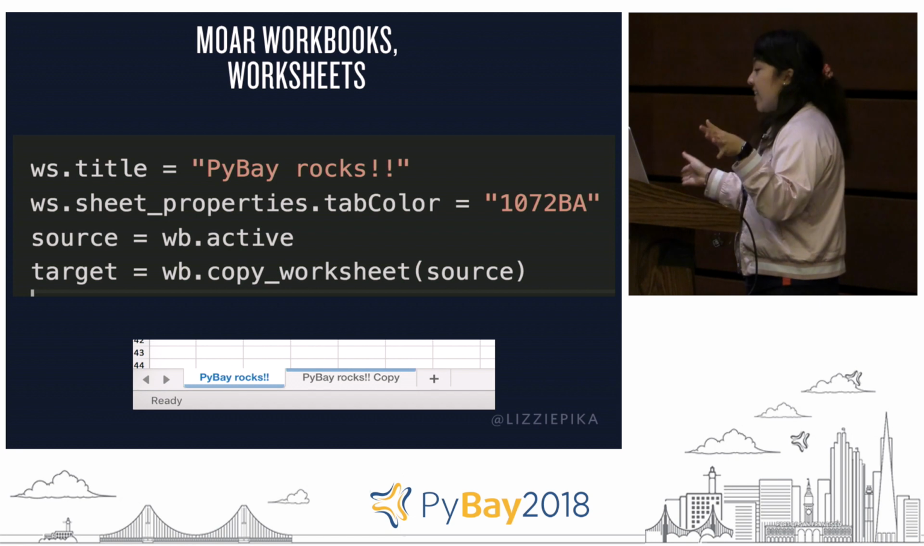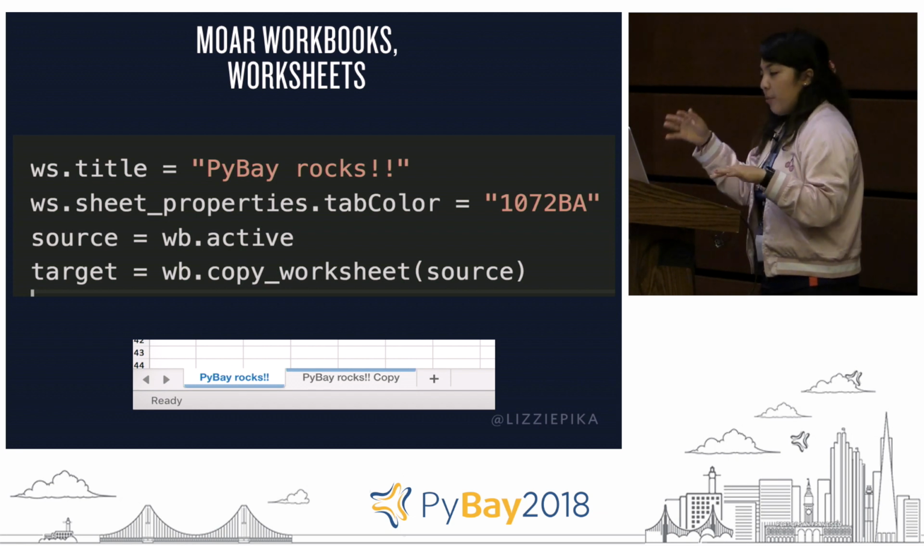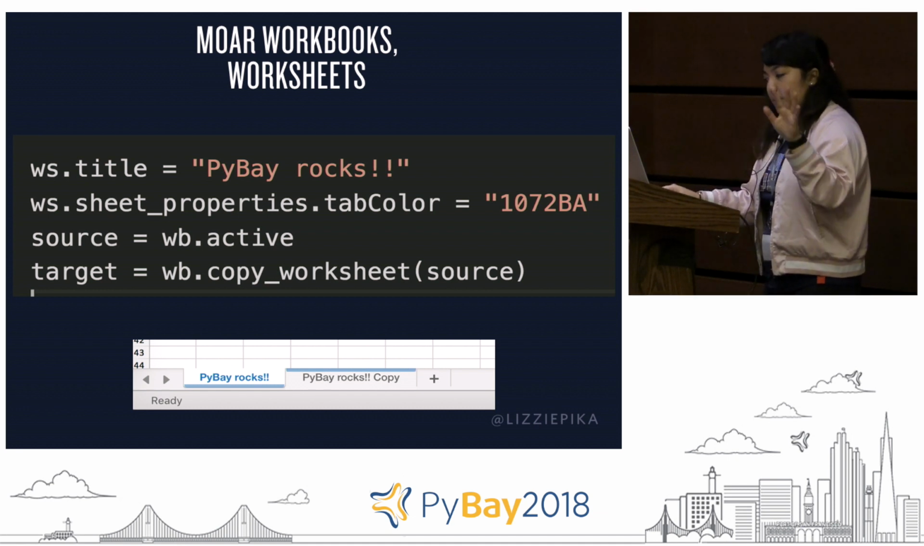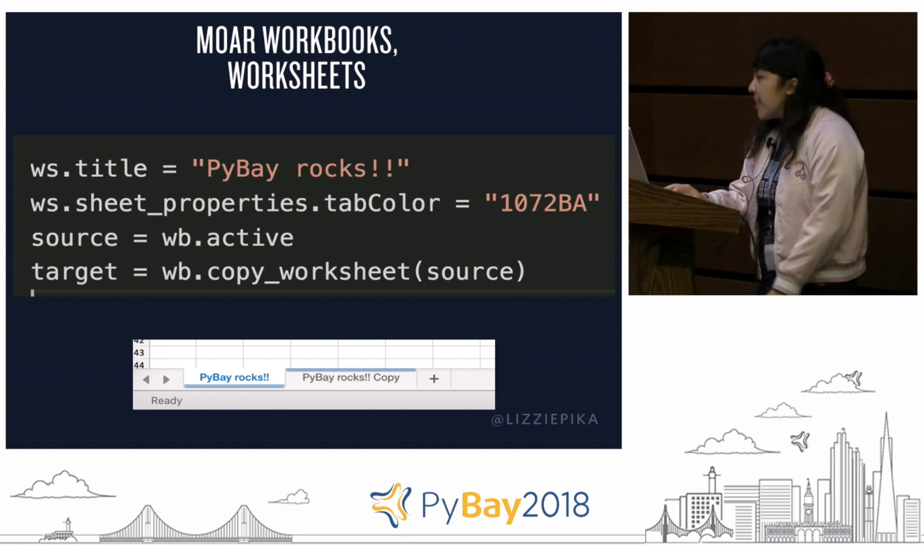You can also loop through sheets in the workbook and like do for sheet in WB and then get the sheet title. You can get sheet names or get sheet name of one. Lots of methods to play with.